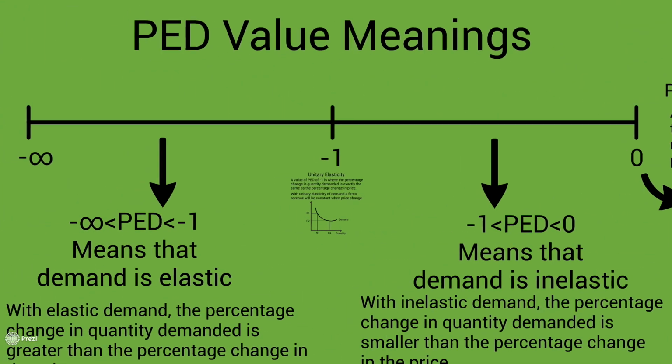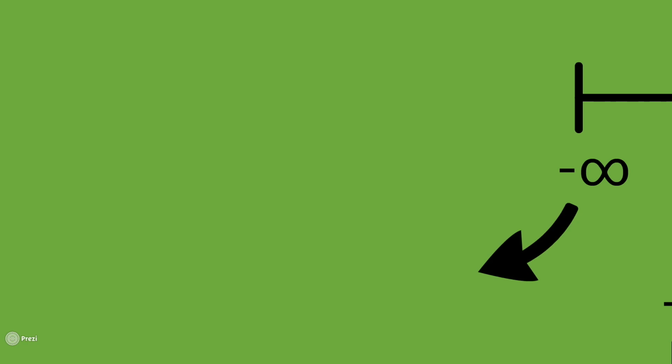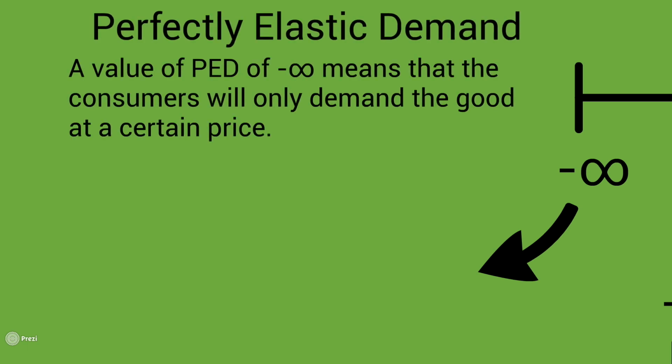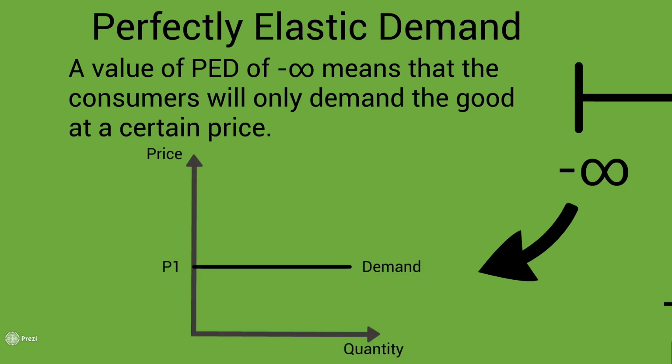So let's take the other extreme case when the value for price elasticity of demand is -infinity. When we have a value for price elasticity of demand of -infinity, we say that demand is perfectly elastic. This means that the consumers will only demand the good at a certain price. So here we have our perfectly elastic demand curve, and consumers will only demand this good at a price of P1. The quantity that will be consumed in the market is dependent on supply.